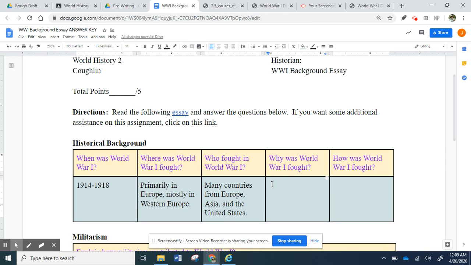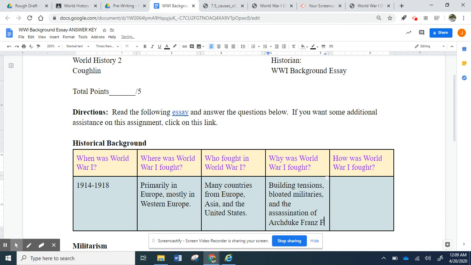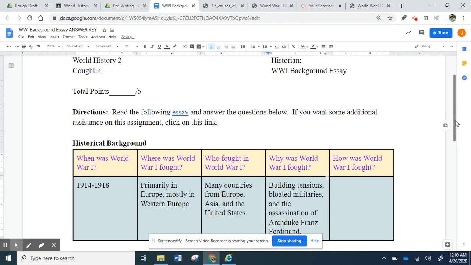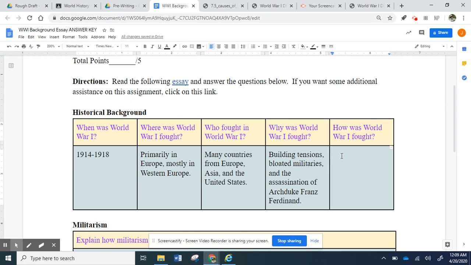How did World War I start? You had building tensions, loaded militaries, and the assassination of Archduke Franz Ferdinand. And how was World War I fought? New advanced weapons, using trench warfare. Most battles were stalemates.